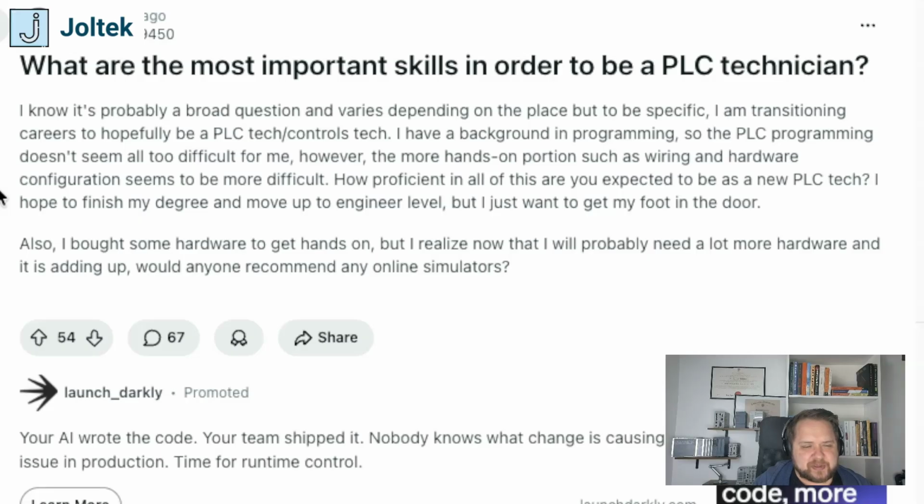I hope to finish my degree and move up to engineer level, but I just want to get my foot in the door. Also, I bought some hardware to get hands-on, but I realize now that I will probably need a lot more hardware, and it is adding up. Would anyone recommend any online simulators?